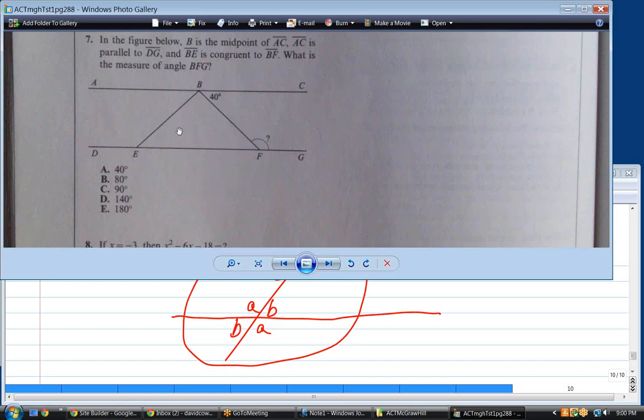But there will be problems where they'll throw in a lot of extra lines, and you really almost have to be able to visually take them out and analyze it. In other words, you can't see me covering that line up, but put your hand over that line and see if you can analyze the problem with just the two parallel lines and the transversal. Right. All right. That's a good place to stop.